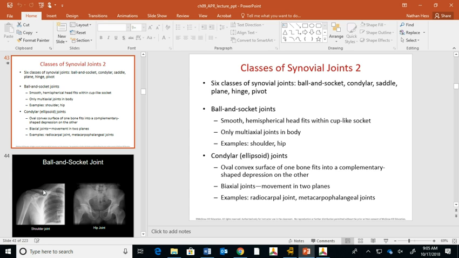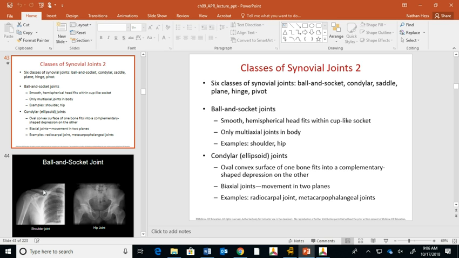The second is the condylar, or also ellipsoid is another word. I don't think I gave you ellipsoid, I just said condylar. Okay, so this is where we have an oval convex surface of one bone that fits into a complementary shaped concave depression in the other. This is a biaxial joint, allows two different axes of motion.